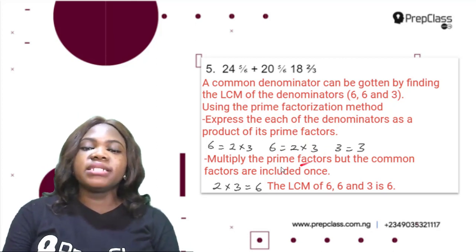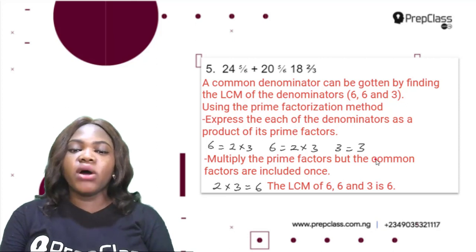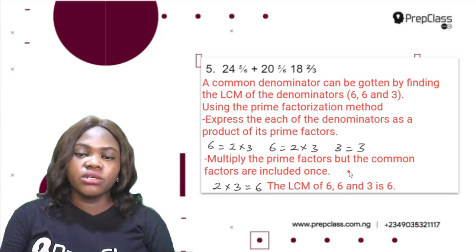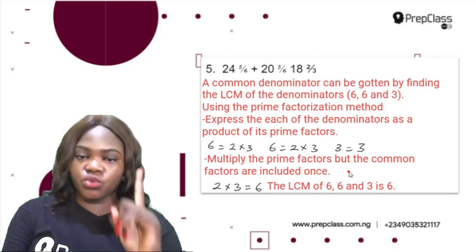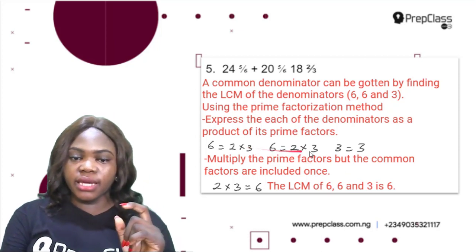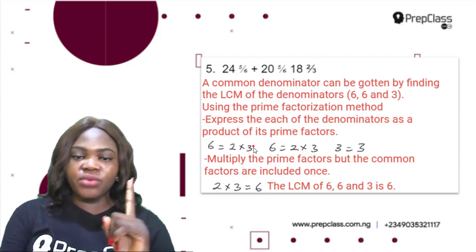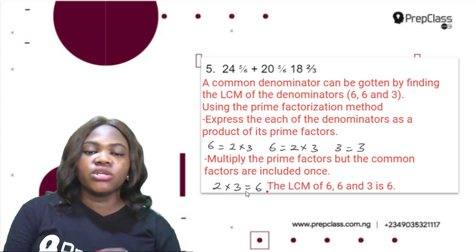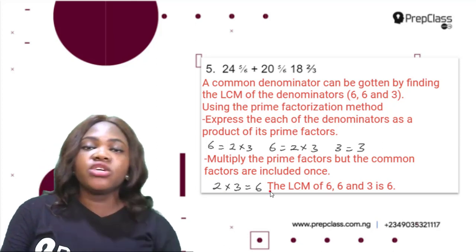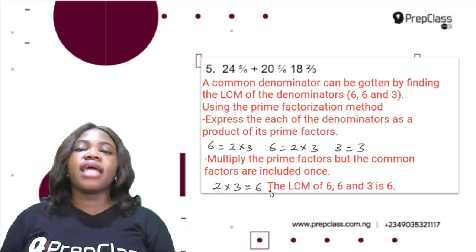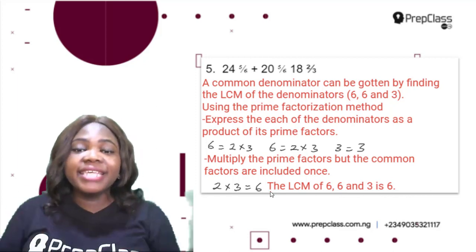So multiply the prime factors, but the common factors are included once. So 2 is common here, so we write it just once. Then 3 is also common, so we write it once. So we have 2 multiplied by 3 equals 6. This means that the LCM of 6, 6, and 3 is 6.